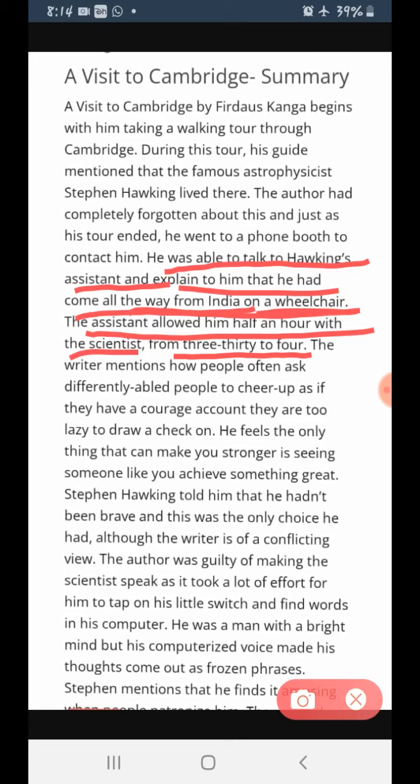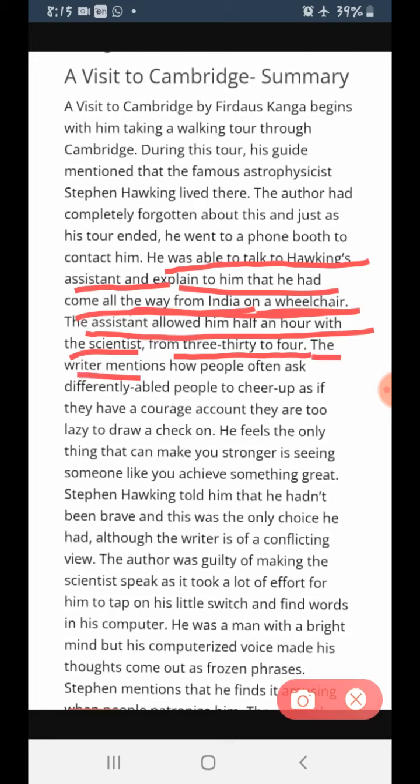Clear? Now, it was already time, so Mr. Kanga went and approached Stephen Hawking, and then they met. Okay, they met together and they had a talk. So when they had a talk, they had many talks about many things, and out of that some important words, let's see, what were they?